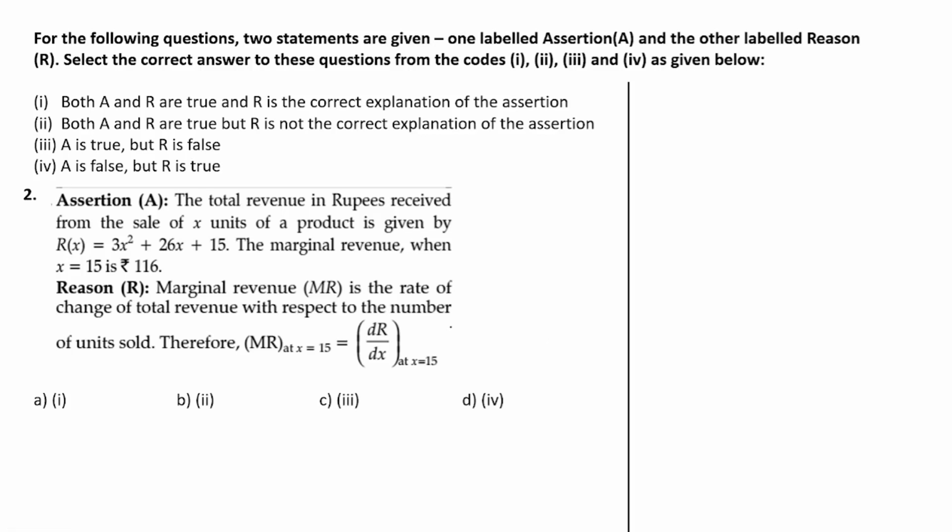So here we can see that the reason is true. Marginal revenue is the rate of change of total revenue with respect to number of units, and if you want to find the marginal revenue at x equal to 15, we have to find the derivative of the total revenue function and substitute x as 15. So the reason is true. Now let us check whether the assertion is true or not.